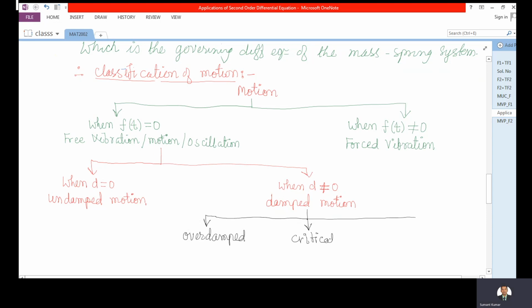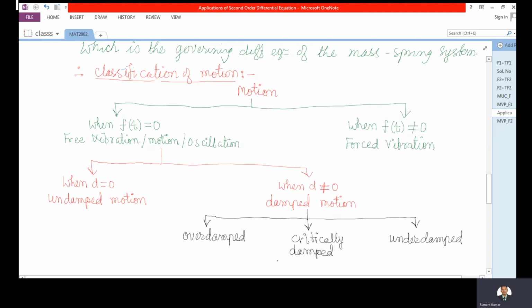At which point, or under which condition, we say the motion is overdamped or critically damped, we will discuss through some examples. In the coming video, we will discuss each of the cases through examples, and there we will discuss in which condition we say the motion is overdamped, and what the nature of the solution will be. And the last part is underdamped.